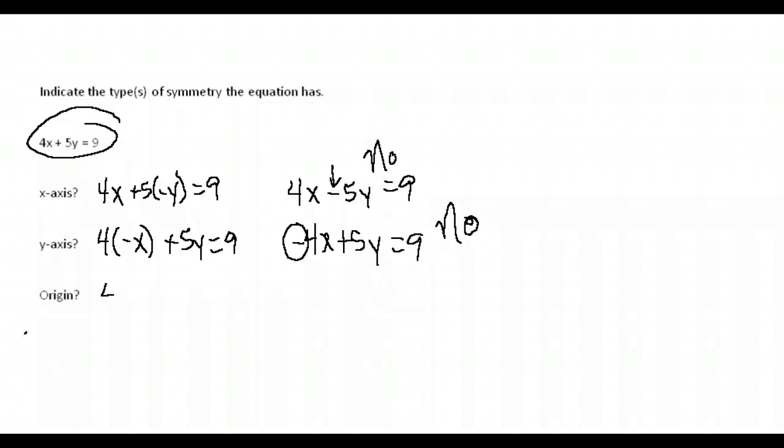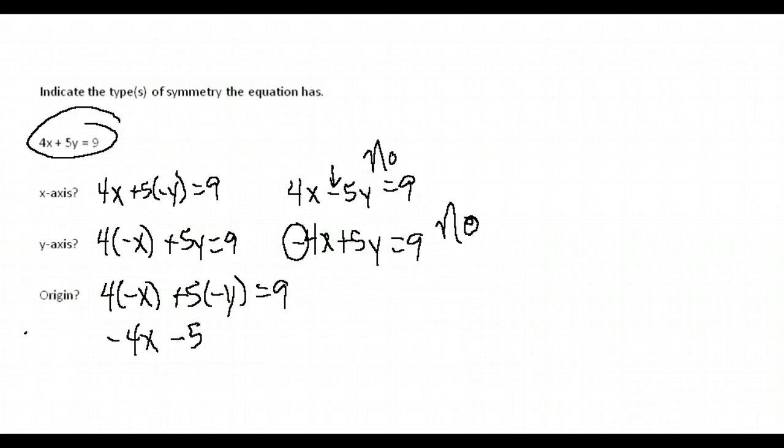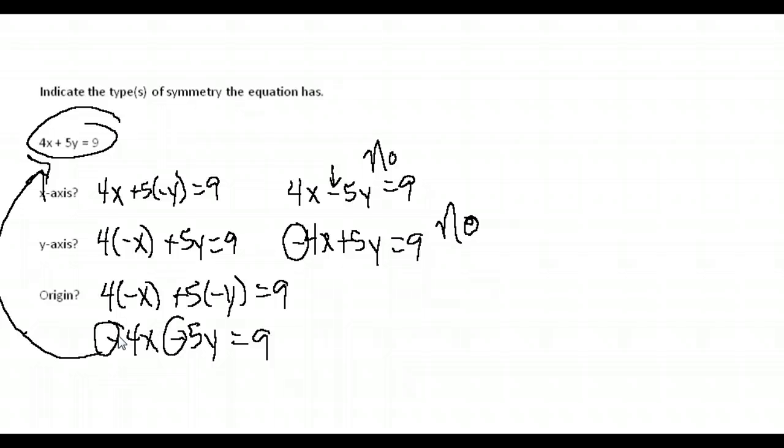Let's try the origin. So for the origin, I put a negative in for my x. I put a negative in for my y. And I simplify. That gives me a negative 4x, a negative 5y equals 9. Is that the same as our original function up here? It's not, because we have both a negative 4 and a negative 5, and they were both positive in the original. This is not with respect to the origin either, so this has none. It's not symmetric with respect to the x-axis, the y-axis, or the origin, and that will happen.